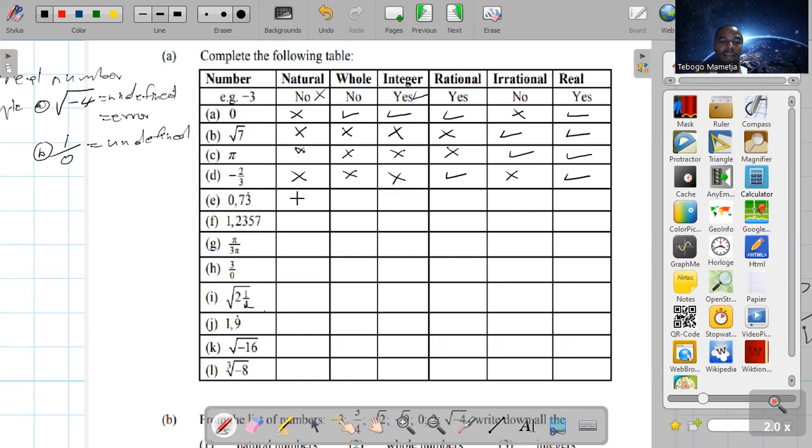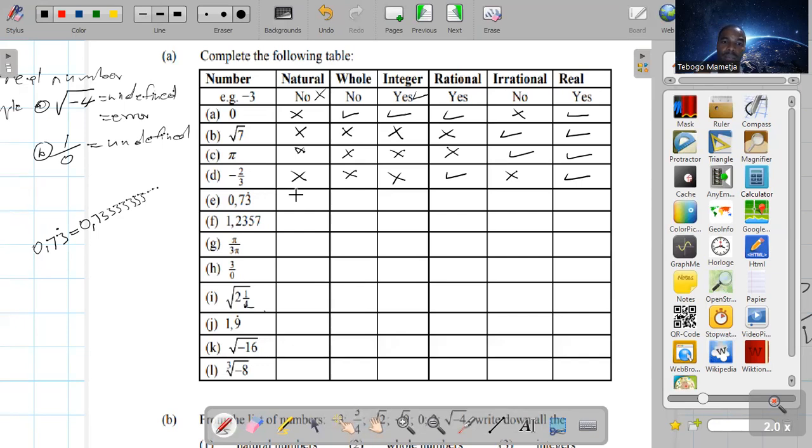Another number is 0.73. If you look on top of the 3, there's a small dot right on top of that 3. That small dot indicates that this number, 0.73, is a recurring decimal. So this number would be written as 0.73 with a dot on top, which is 0.73333333, and the 3 will recur up to infinity. So this number is a recurring decimal.